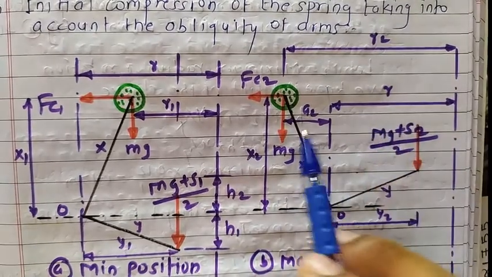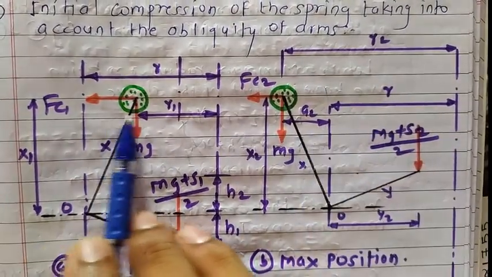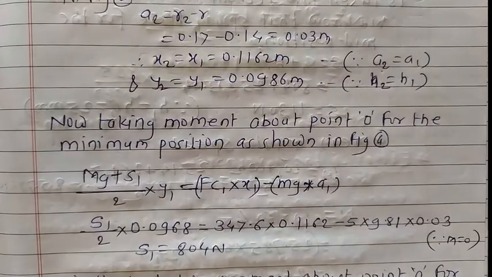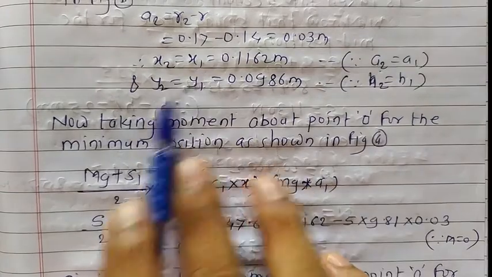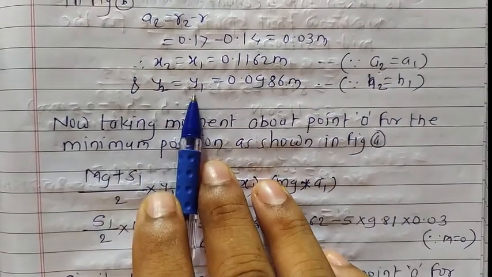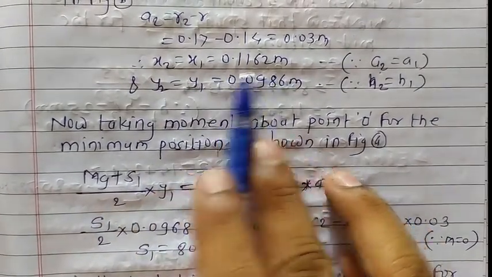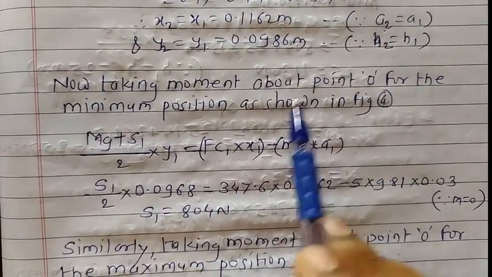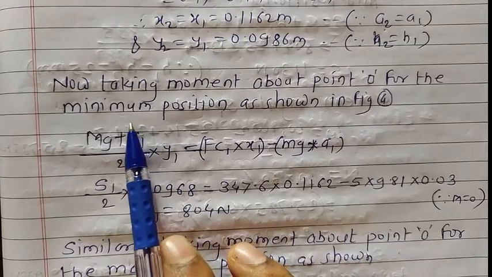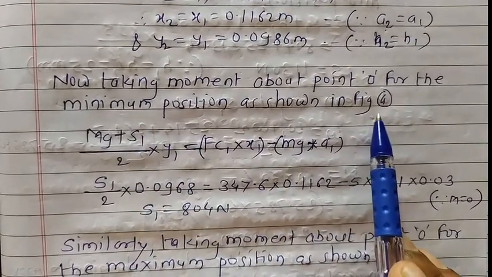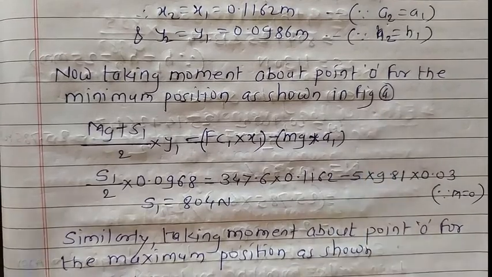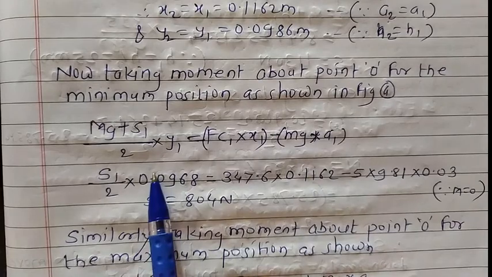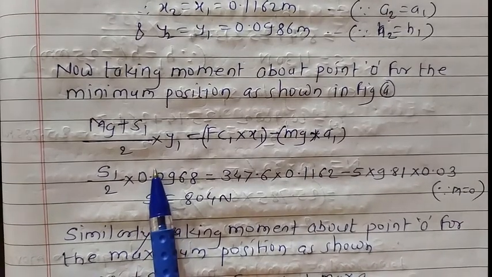Here this a2 and this a1 are the same, so x2 must be equal to x1 and y2 must be equal to y1. You can get these details already with us. Now, by taking the moment of all the forces about point O for the minimum position, get the relation. Many times we have seen this relation in earlier problems too.